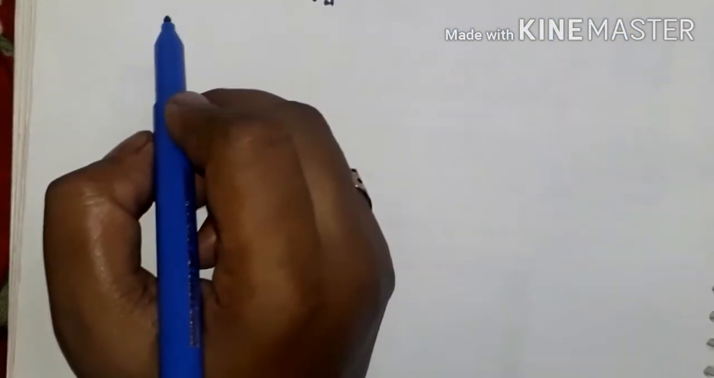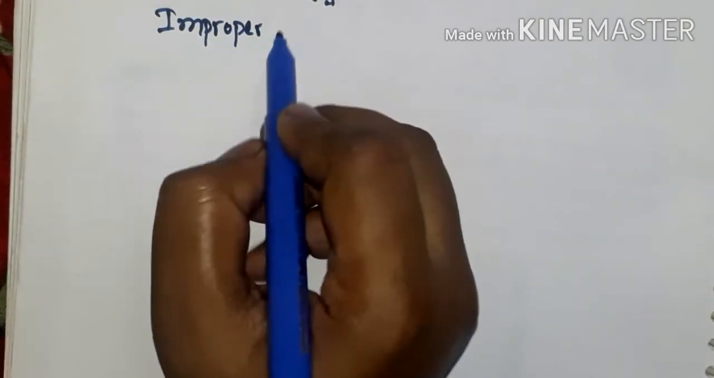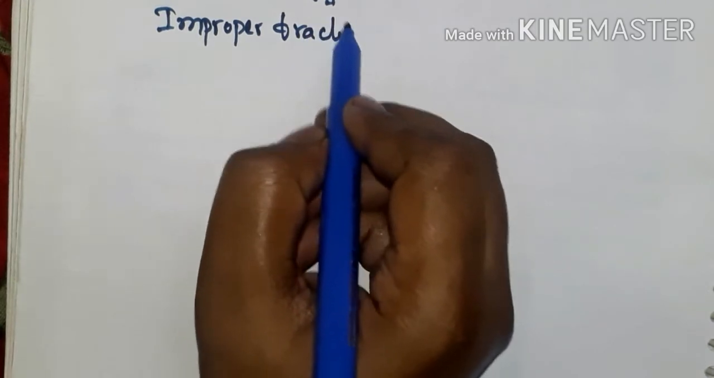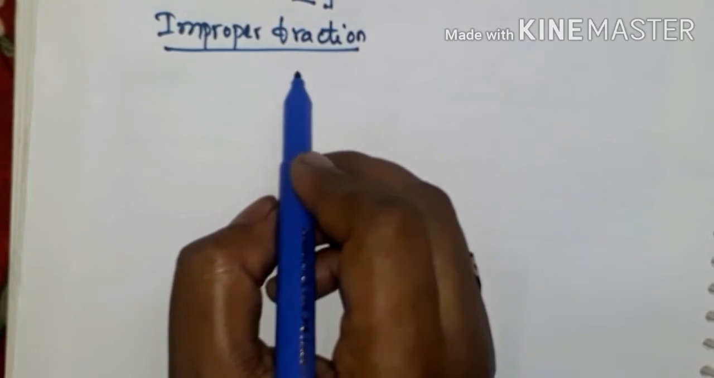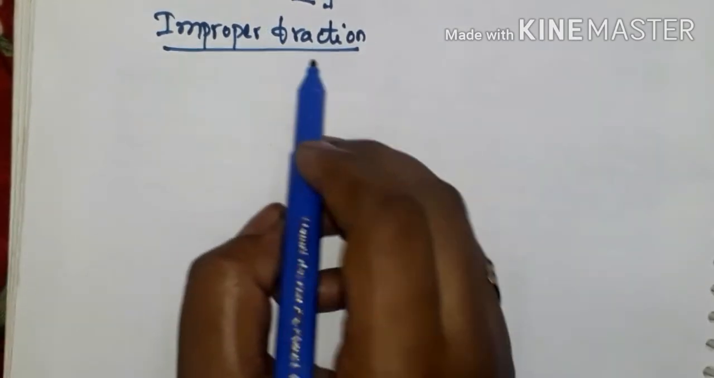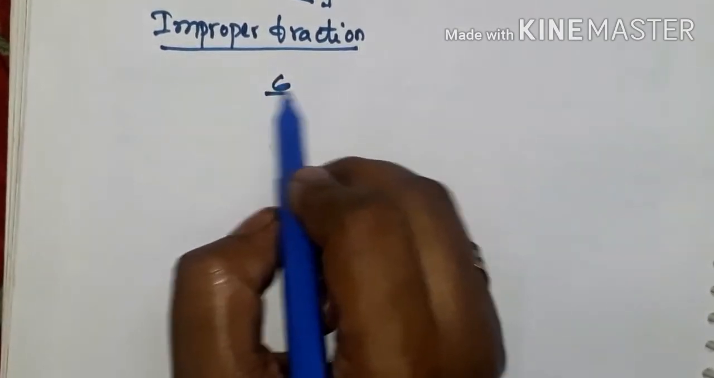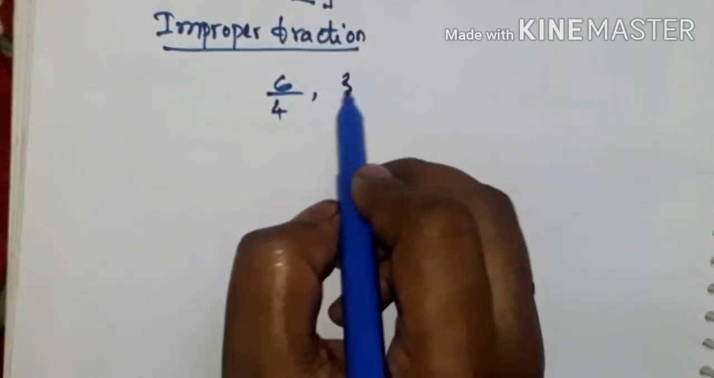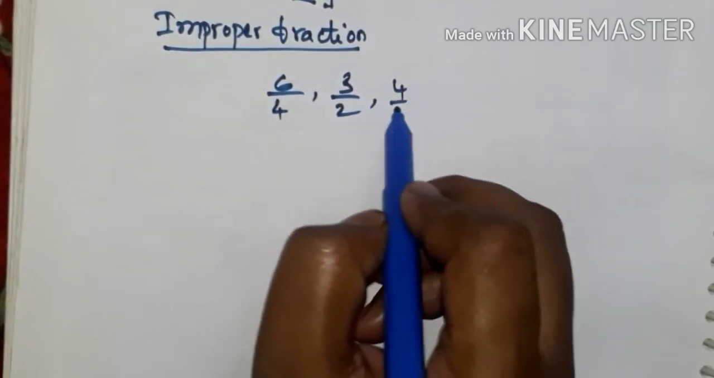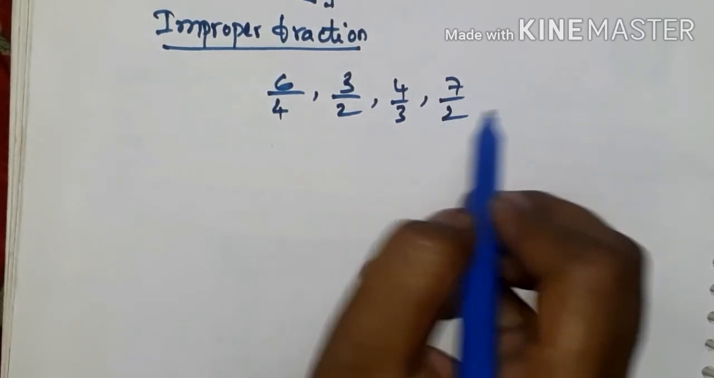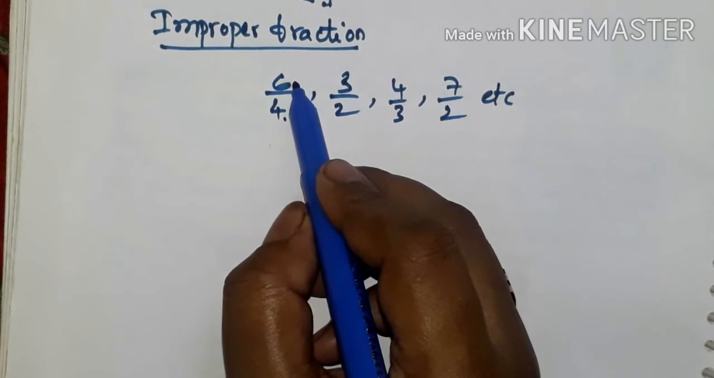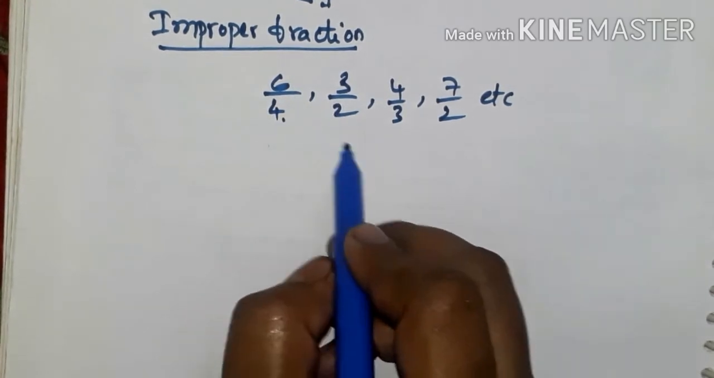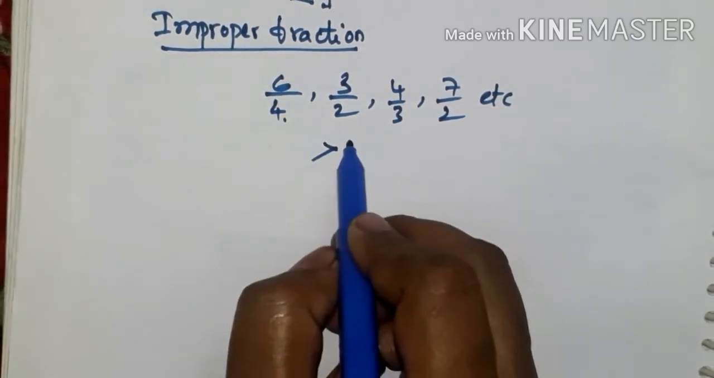Now, improper fractions. In these fractions, the denominator is always less than the numerator, means opposite to proper fraction, like 6 by 4, 3 by 2, 4 by 3, 7 by 2, etc. Denominators are always less than the numerator. These fractions are always greater than 1.